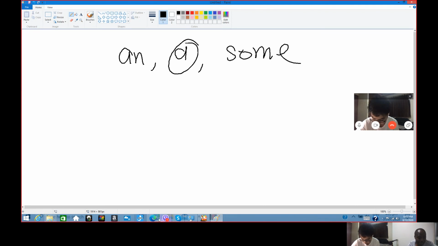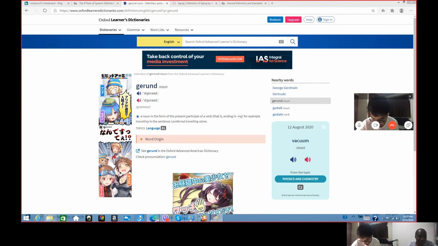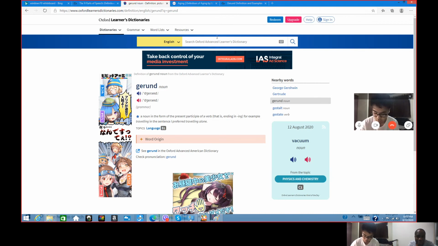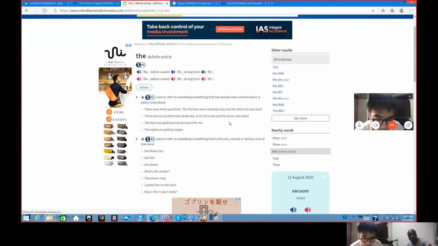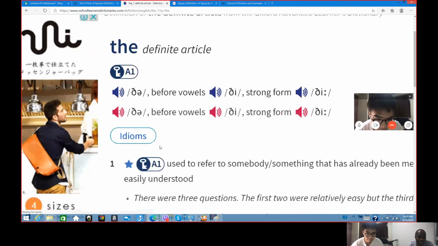So for me to end the lesson, let me go one more time to the dictionary. Then we are going to look for the definite article and what it says. So when I type the in the dictionary, it tells us, can you see it? So the, if you look at the dictionary, it says the definite article. Then it says the, the before vowels. Okay, we can use the before vowels.